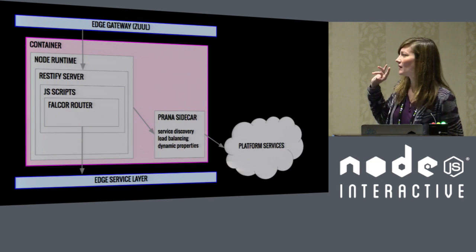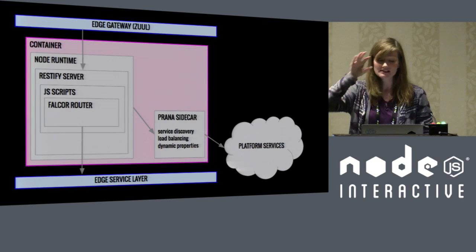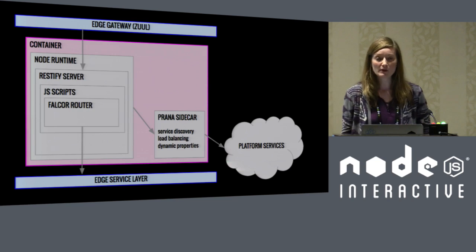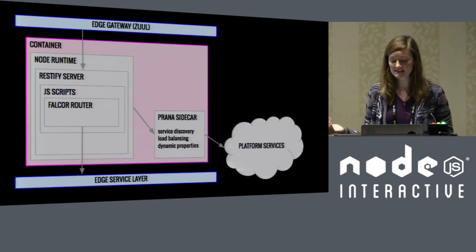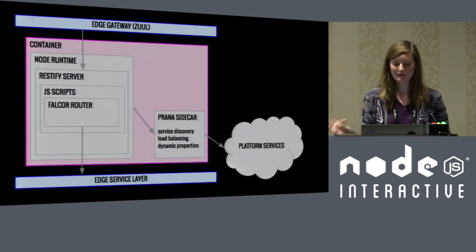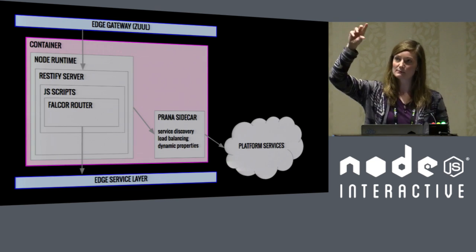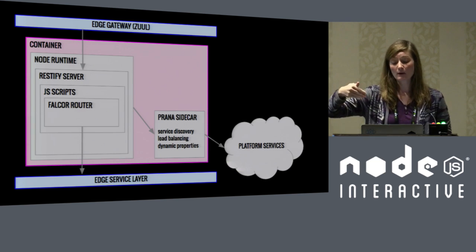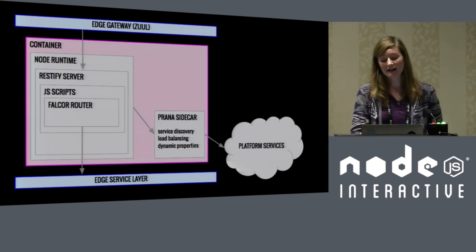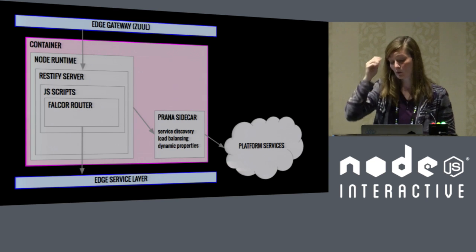This is just a little deeper dive into what things look like inside the container. So obviously Node, we're using Restify. We're also using Falcor as our data access layer. And the edge service layer's domain model will be Falcor. So essentially client teams can ask for the data that they want and then do transformations at this layer, but get all the data from the edge service layer over Falcor as well.